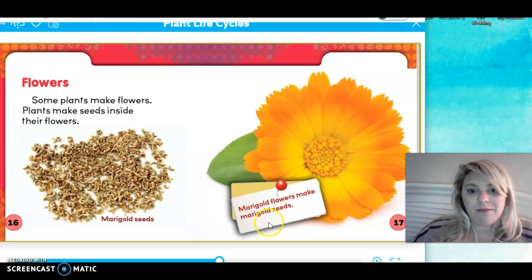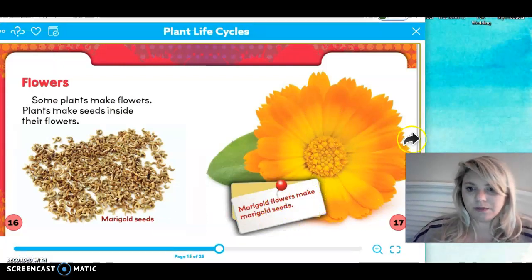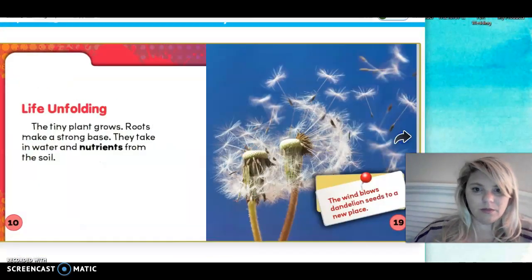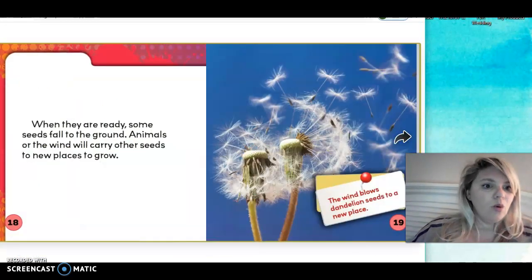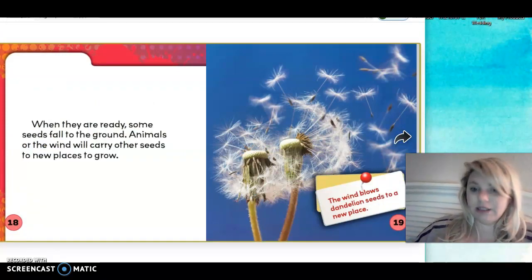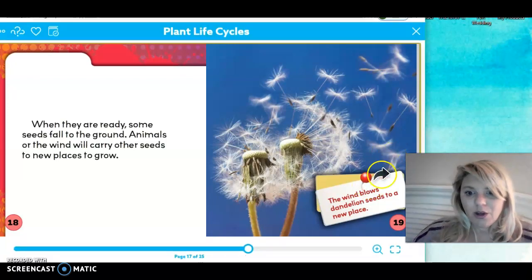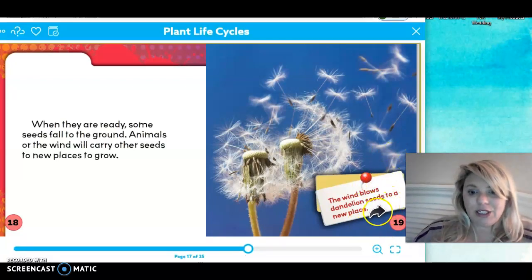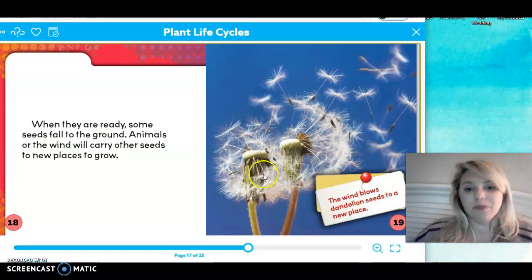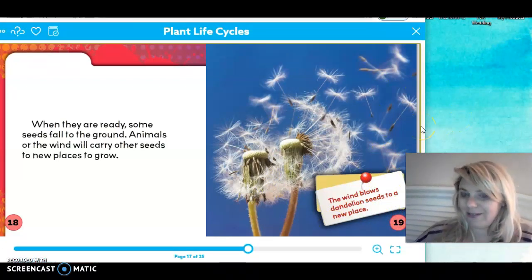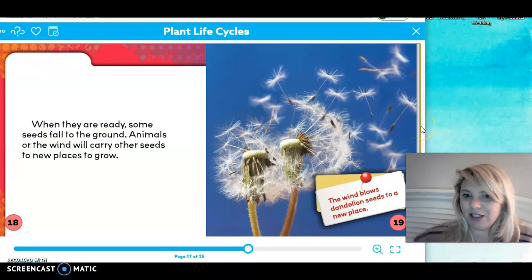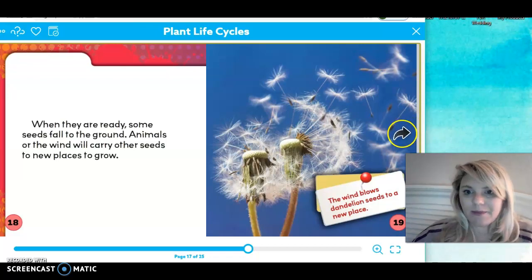Marigold flowers make marigold seeds. When they are ready, some seeds fall to the ground. Animals or the wind will carry other seeds to new places to grow. The wind blows dandelion seeds to a new place. Has anyone ever found a dandelion, picked it up, and blown on it and watched the little seeds fly?